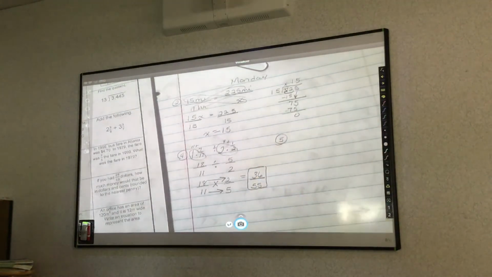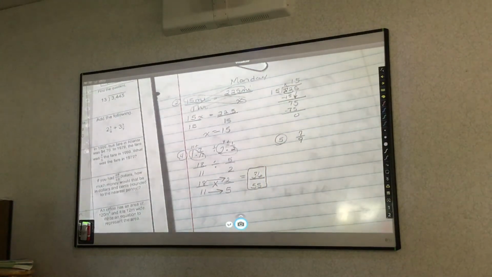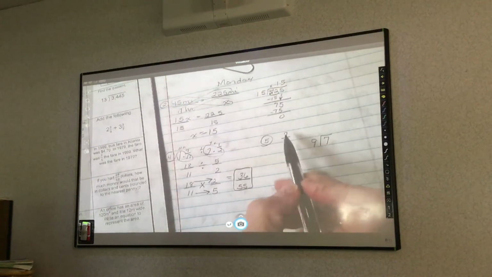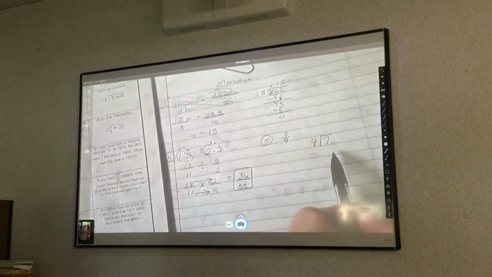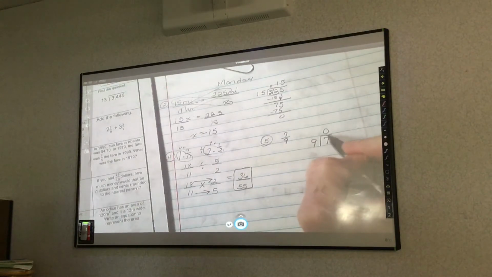Number 5 says to convert 7/9 to a decimal by long division. 7/9. All you have to do is 7 divided by 9. You all should be able to do this. You should all see a fraction is a division problem. Set up the division problem. 9 does not go into 7. So I add a 0, decimal point. Bring the decimal point up and add a 0.